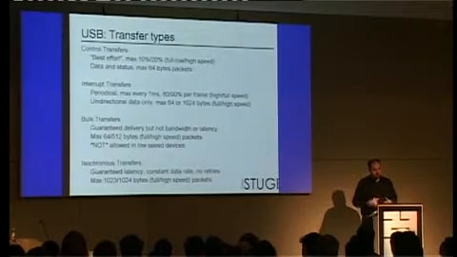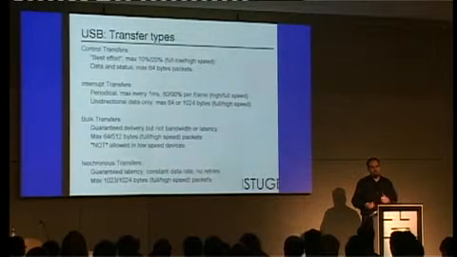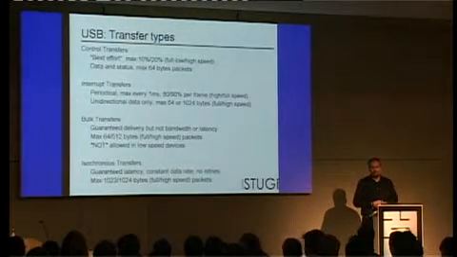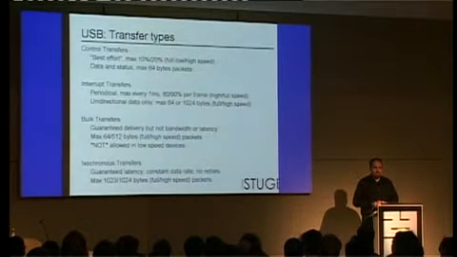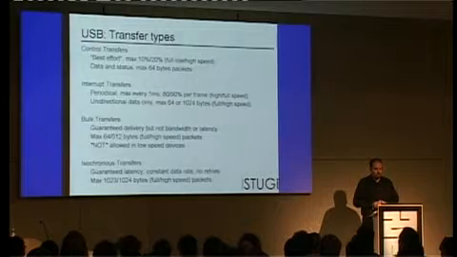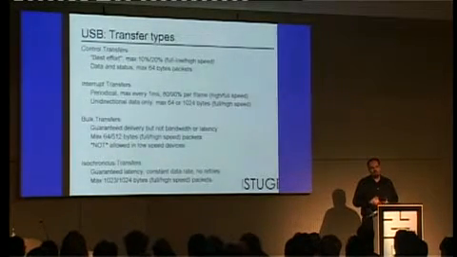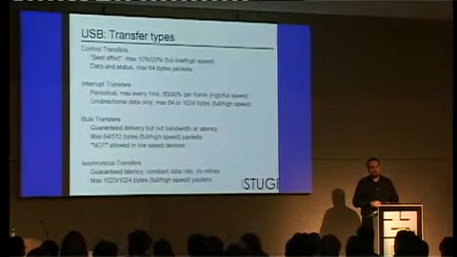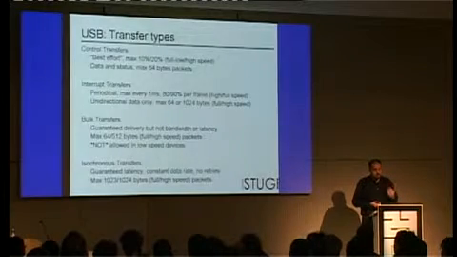Interrupt transfers are just one way. So control was request-response, but an interrupt transfer is always just one way. Then there's bulk, which is just take as much bandwidth as you can, but there's no guarantee that it will arrive in any specific time. So it might take a while, whereas with interrupt, it's periodical.